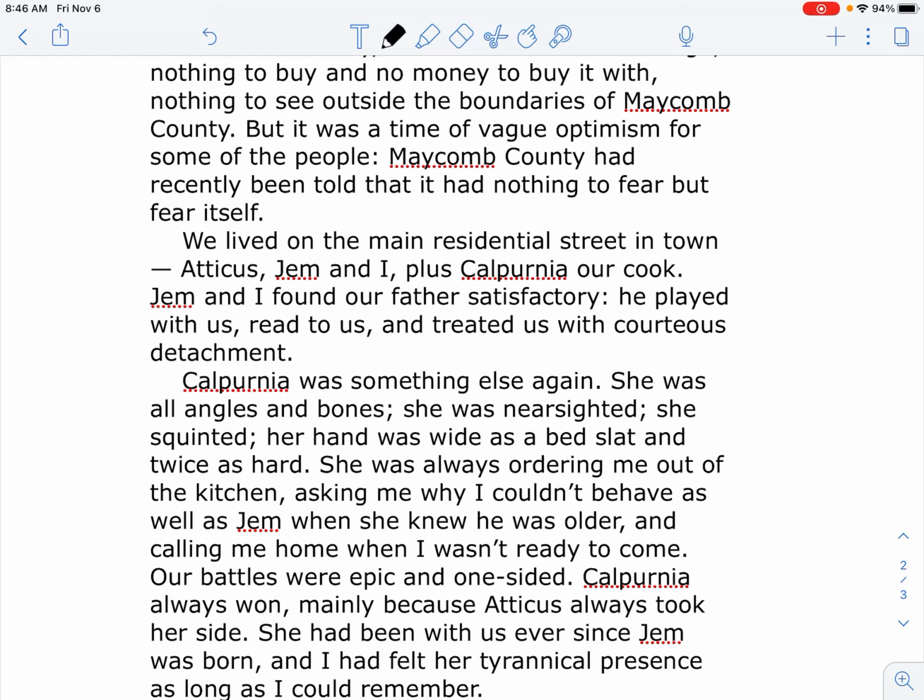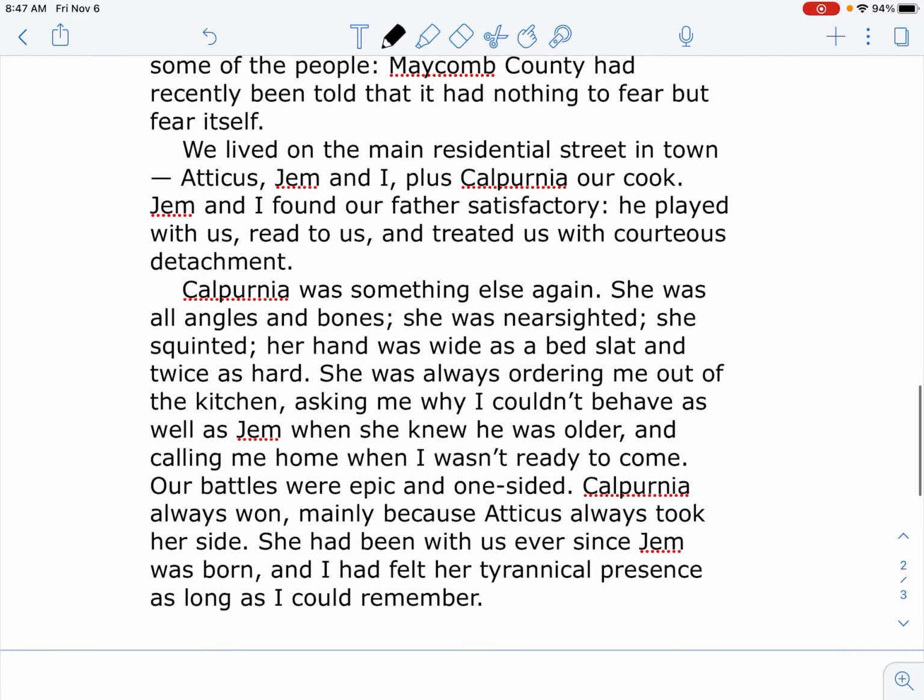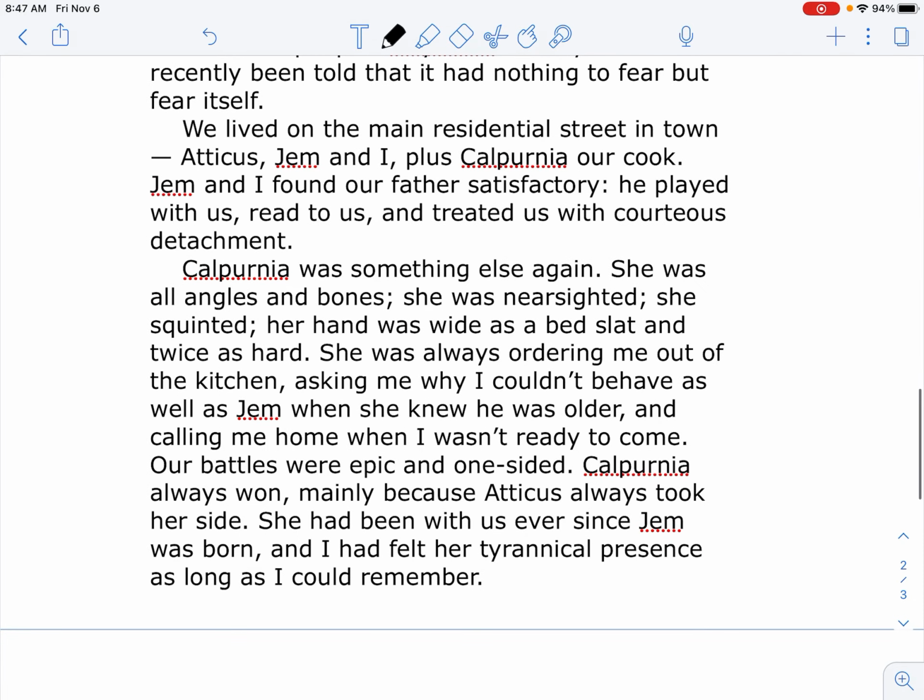She was always ordering me out of the kitchen, asking me why I couldn't behave as well as Jem when she knew he was older, and calling me home when I wasn't ready to come. Our battles were epic and one-sided. Calpurnia always won, mainly because Atticus always took her side. She had been with us ever since Jem was born, and I had felt her tyrannical presence as long as I could remember.